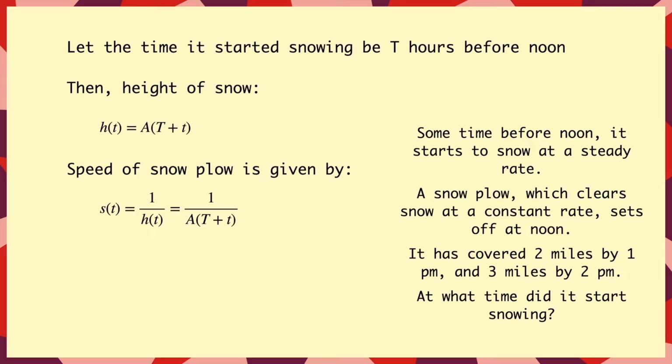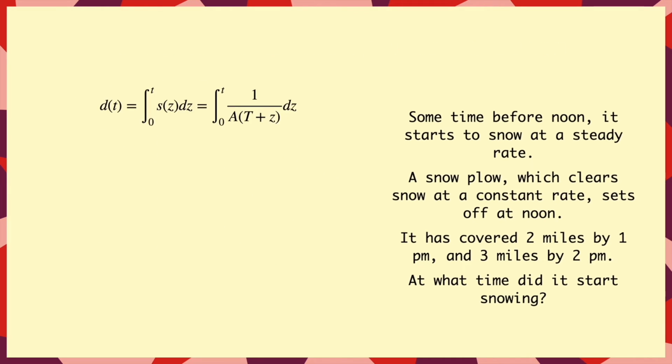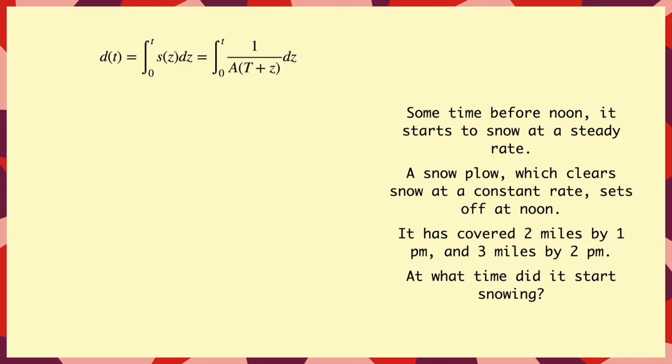Okay, so that's good so far, but what we're interested in is the distance covered by the snowplow, and distance is just the integral of speed with respect to time. When the speed is constant, that simplifies to speed multiplied by time, but here the speed isn't constant, so we need to integrate. Now, let's give ourselves some room to work this integral out, and here I'm using z as a dummy variable for the integral. It doesn't have to be z, it can be whatever you like. The important part is that the limits of the integral are from 0 to t.